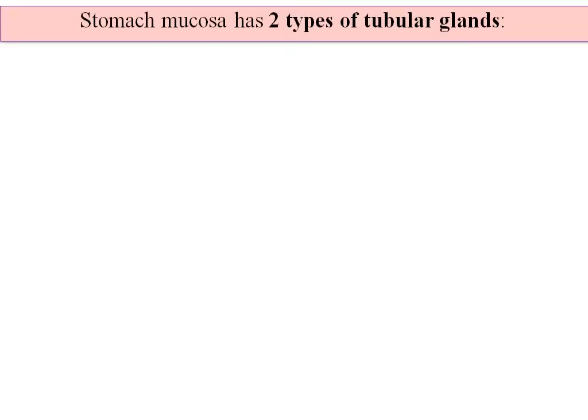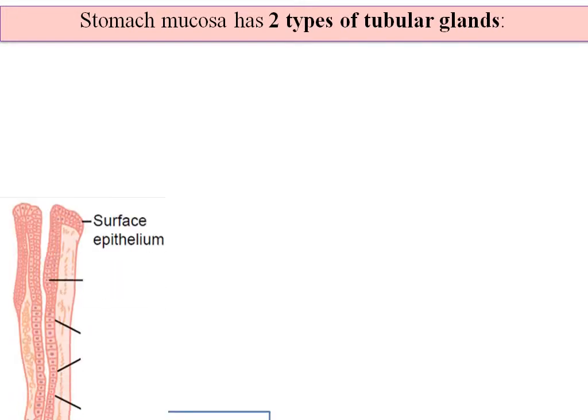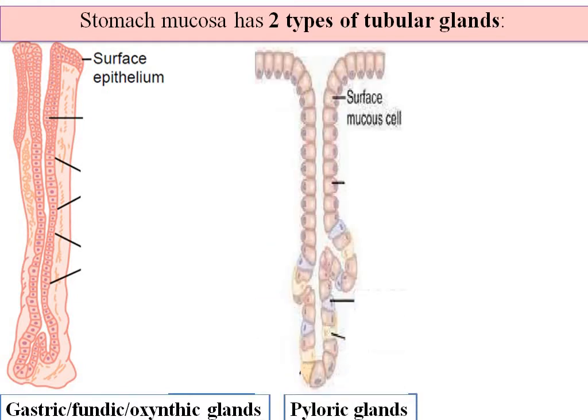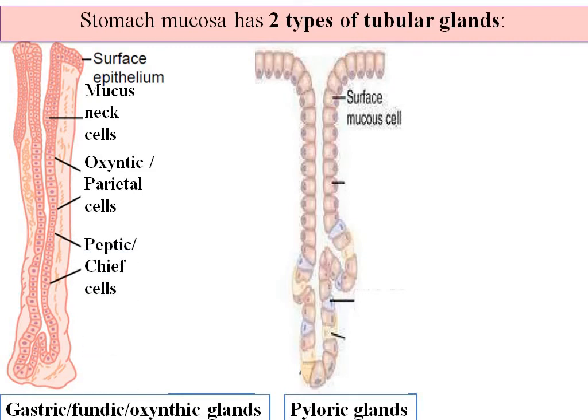Stomach mucosa has 2 types of tubular glands. The gastric glands, which are also called the fundic glands or the oxyntic glands, and the pyloric glands. Gastric glands are composed of 3 types of cells: mucous neck cells, oxyntic cells, also known as the parietal cells, and the peptic cells, also known as the chief cells.